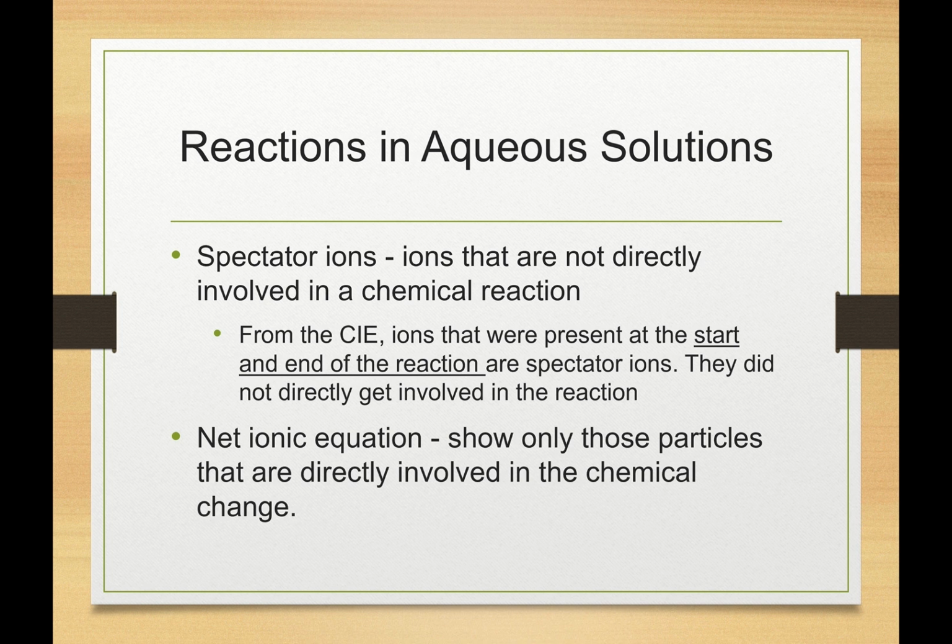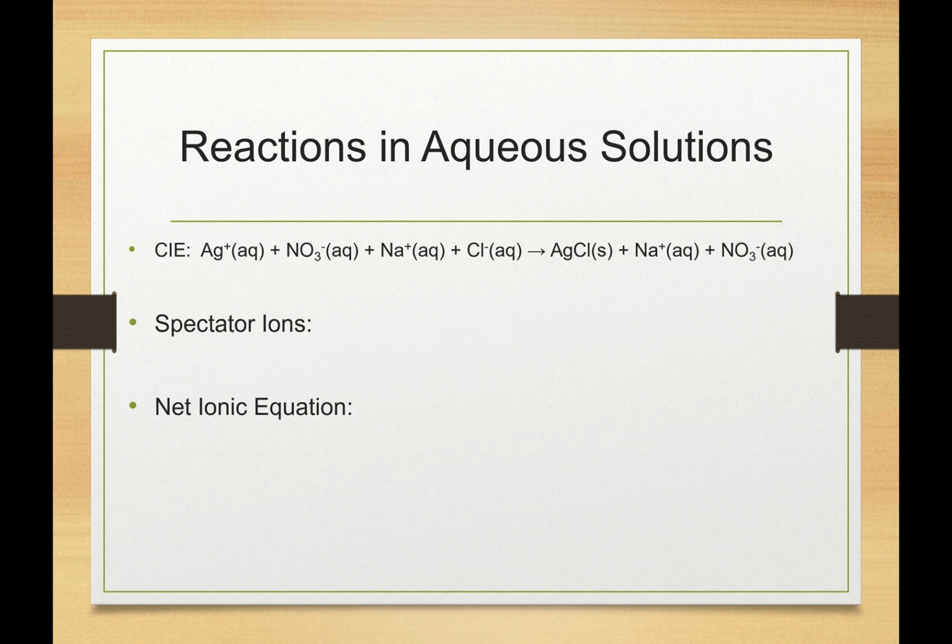The net ionic equation will reduce down the complete ionic equation to show the ions that are directly responsible for the reaction, or the ones that are actually involved in the reaction. Essentially, it's just taking the complete ionic equation and removing the spectator ions. Spectator ions did not get involved, and so they are not truly participating in the reaction. So let's take our previous complete ionic equation and further break it down to our net ionic equation.